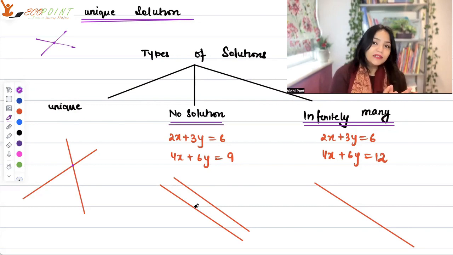Now, infinitely many solutions means whatever number of equations you have. It could be more than two equations also.